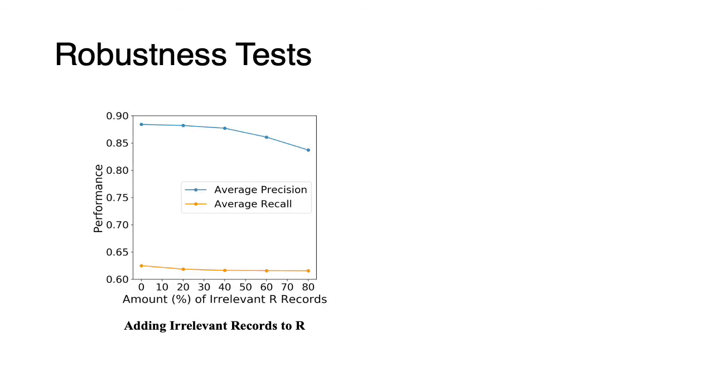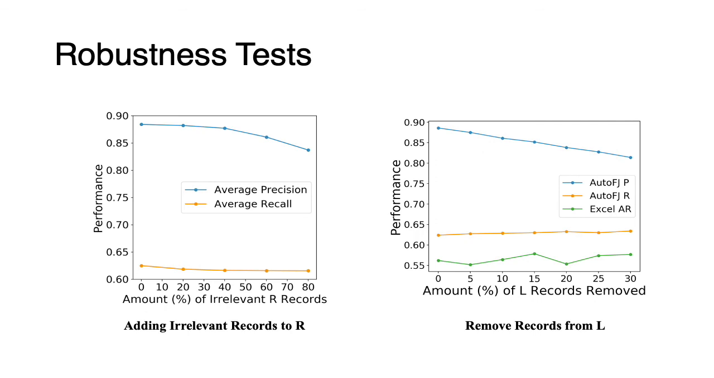We construct several adversarial test cases to test the robustness of our method. First, for each dataset, we add some irrelevant records to the right table. As we can see, even when 80% of records in the right table are irrelevant, AutoFJ can still achieve an average precision of around 0.84, with recall almost unaffected. Second, we randomly removed some records in the left table. As expected, the average precision decreases as more and more records are missing in the left table. But even with 30% of records removed, our method can still achieve precision above 0.8.